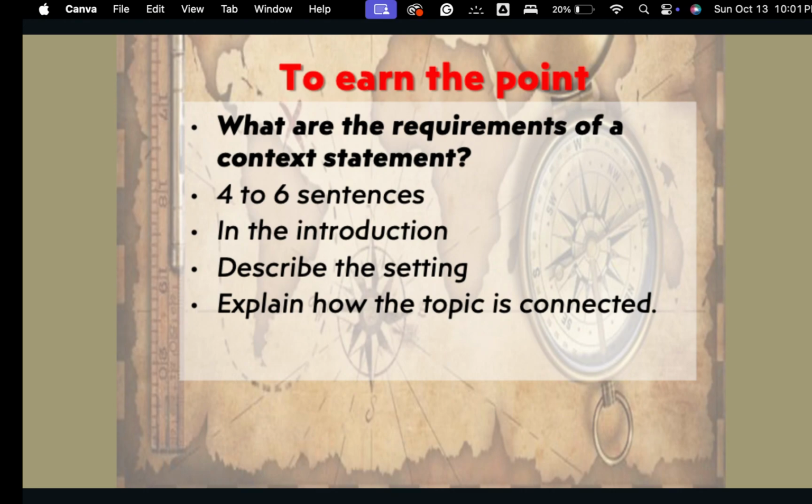So the key thing here is when we write this, we first of all are going to describe the setting. In the last video, we talked about defining the general characteristics of the age. In this video, we're going to look at the events and the developments that led up to the topic. But both ways require an explanation of how the topic, in this case being the development of transoceanic interconnections, is connected. Now, at the end of this video, I'm going to give you a good example. But let's move on.